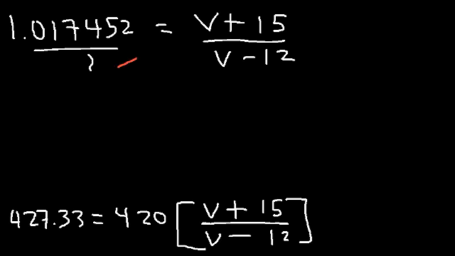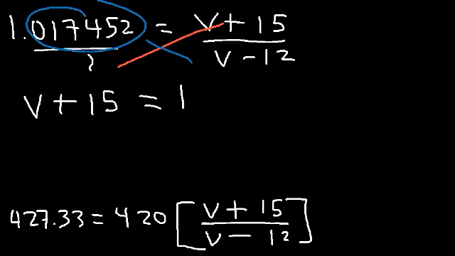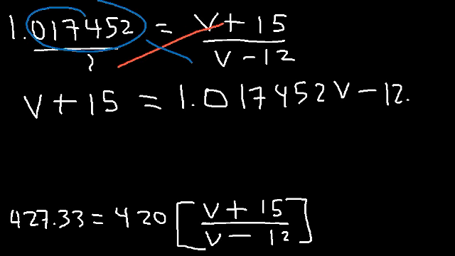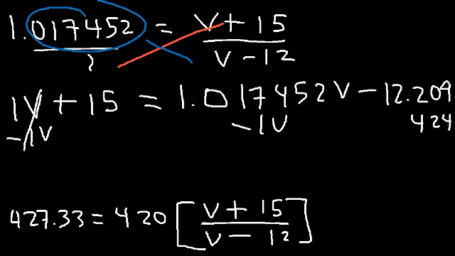Now let's cross multiply. So 1 times V plus 15 is V plus 15. And this number times V minus 12 is going to be 1.017452 V minus 1.017452 times 12, which is about 12.209424. This is 1V. Let's subtract V from both sides. And at the same time, let's add 12.209424 to both sides.